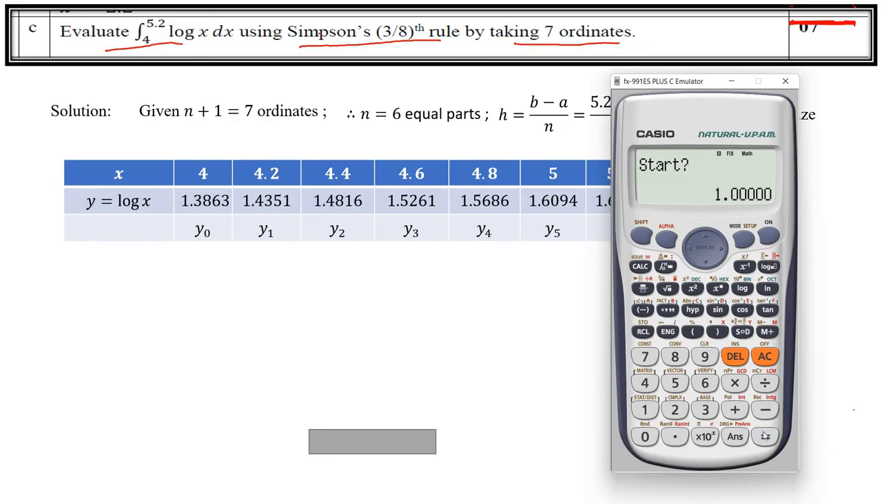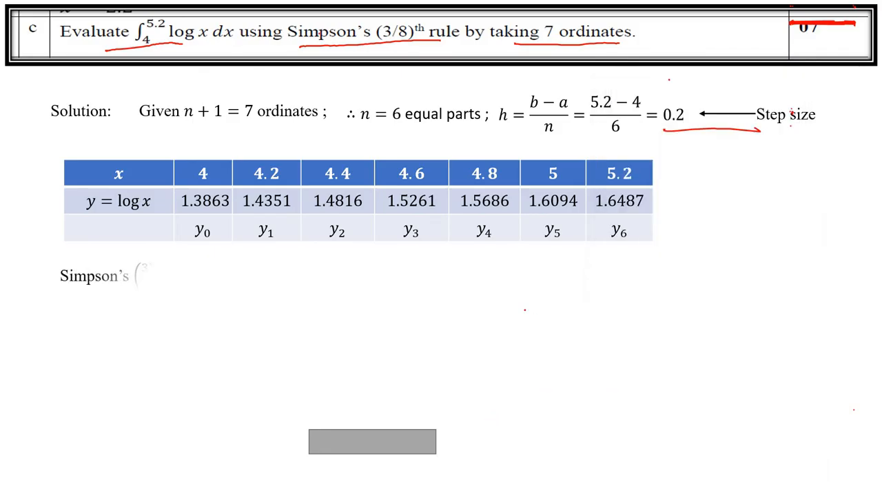So you press equal to. Start is what? Starting from 4 to 5.2 with step size 0.2. You'll get the tabulation. You can write down the tabulation: 4, 4.2, 4.4. What is the value of f of x? Note down all the values. So after knowing these values, you can go with the formula.